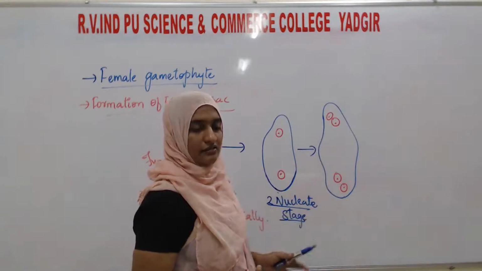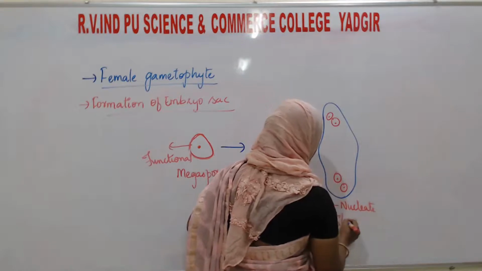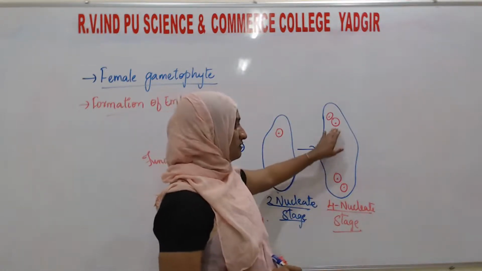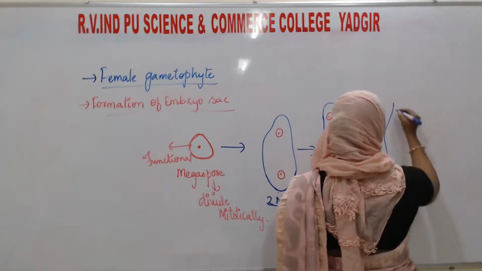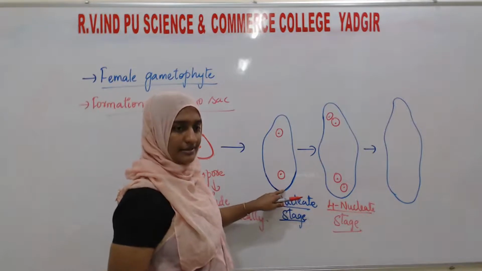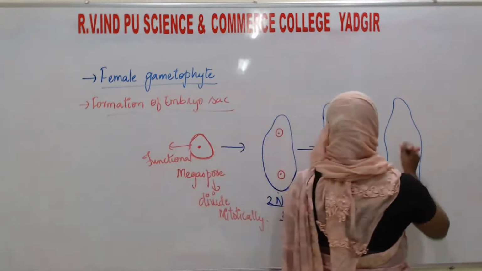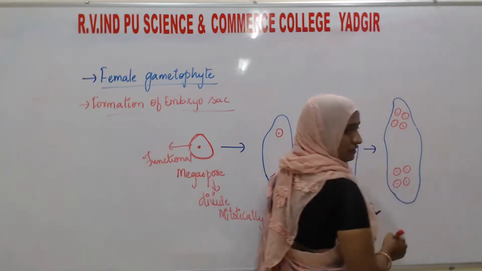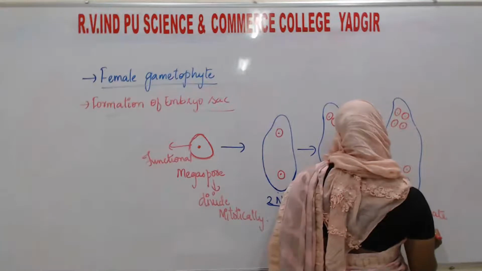This stage of the embryo sac is known as the 4 nucleate stage. Again, these 4 cells undergo mitotic division. 1 cell mitotically divided to give 2 cells, 2 cells divide to give 4 cells. If 4 cells divide, how many cells will form? That is 8 cells. There are 4 cells at one pole and 4 cells at the other pole, and this stage we call the 8 nucleate stage of the embryo sac.